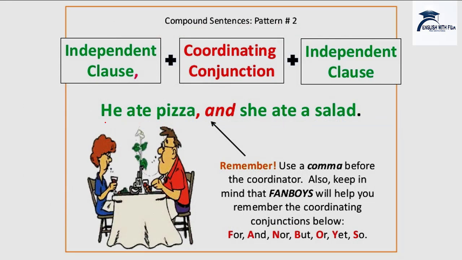Now look at the placement of conjunction. A coordinating conjunction can join two clauses in this way: an independent clause at the start and at the end, and in between there will be a coordinating conjunction with a comma. Normally the conjunctions that we use to join independent clauses are called FANBOYS. Take a look at it: for, and, nor, but, or, yet, and so. These seven conjunctions are called coordinating conjunctions, and remember that they only join two independent clauses.